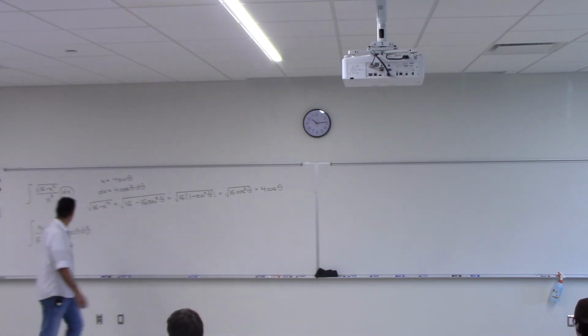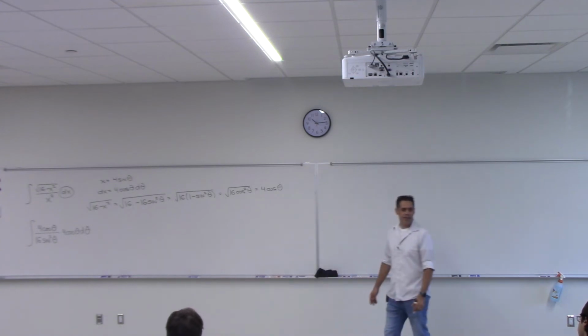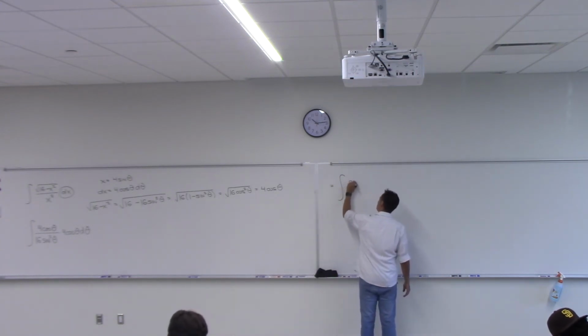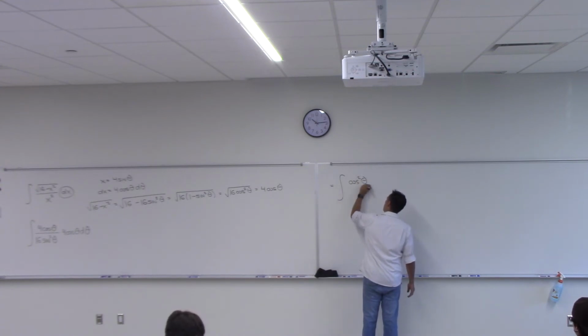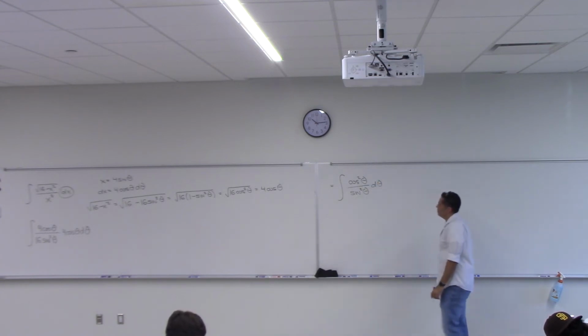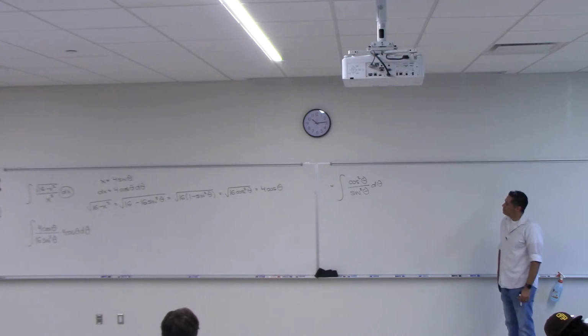Hey, the 4's on top become 16. The 16's canceled, don't they? That's nice. Okay, so I'm left now with cosine squared theta over sine squared theta, d theta. And you sit there and you look at that for a little while and you're like, what am I going to do?